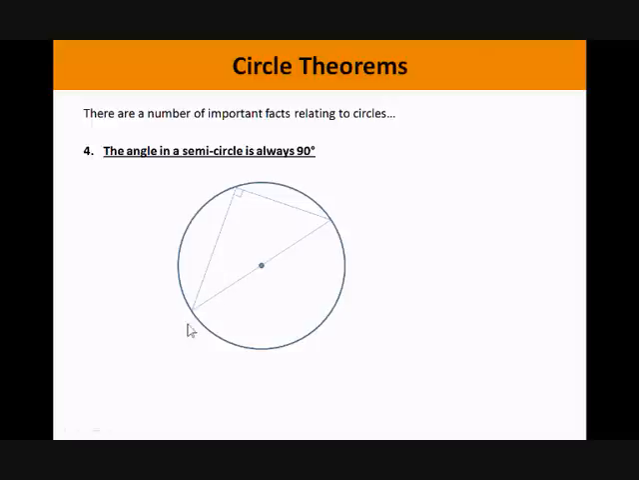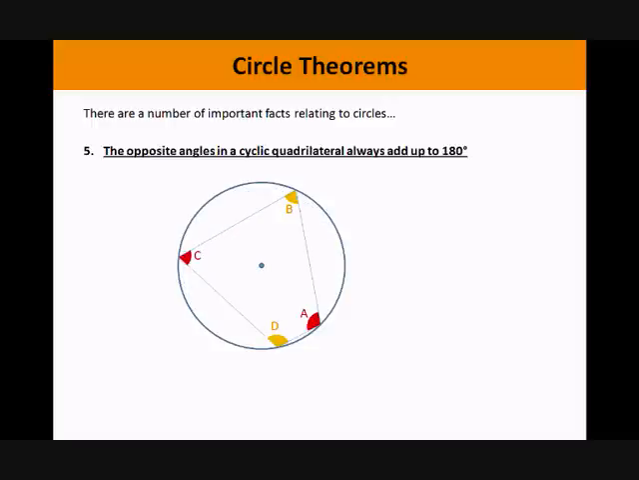So when your 2 points are exactly on opposite sides of the circle through the center, then that angle on the other side is 90 degrees. So wherever you put that angle, as long as they come from those 2 points, then that angle on the other side will be 90 degrees.